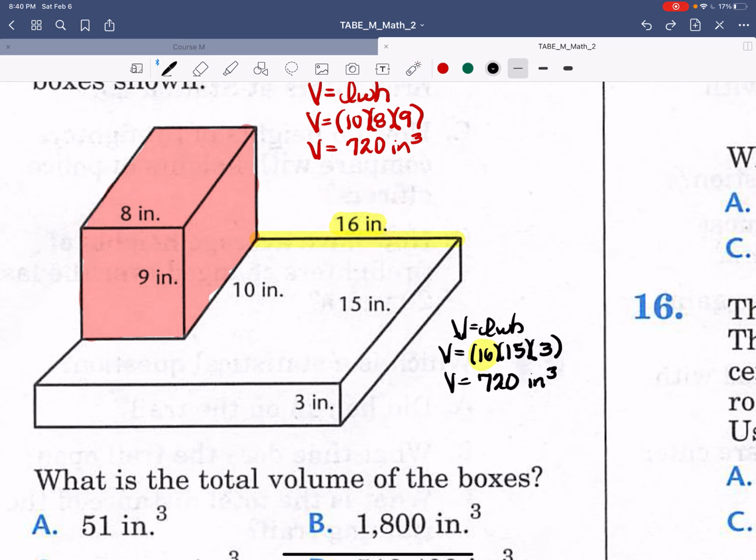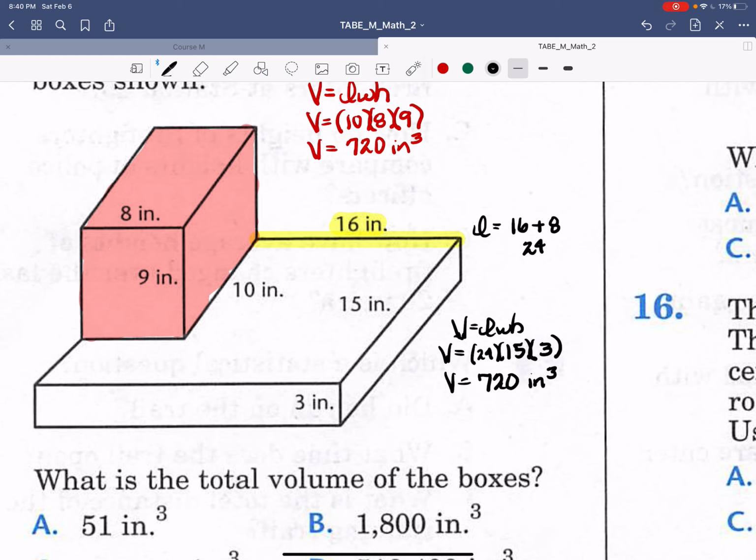I thought this was a little bit too easy. So the length was not 16, but 16 plus 8. So the length should be 24. So let me take out my 16 because I didn't add it together. And let's put in the 24 there.